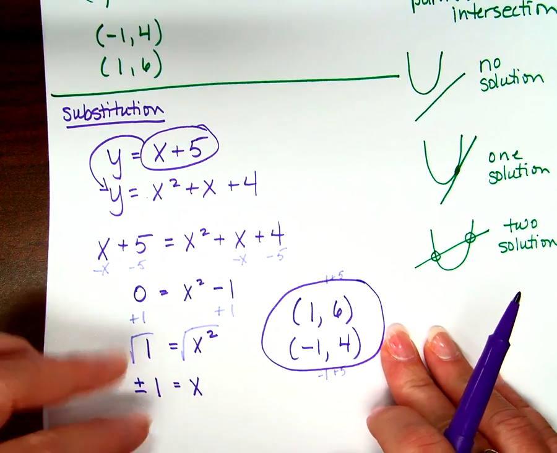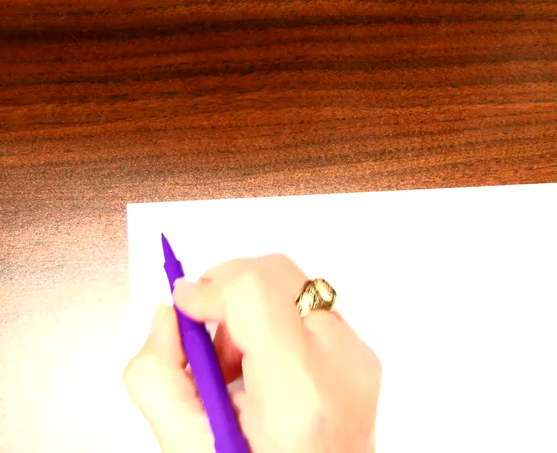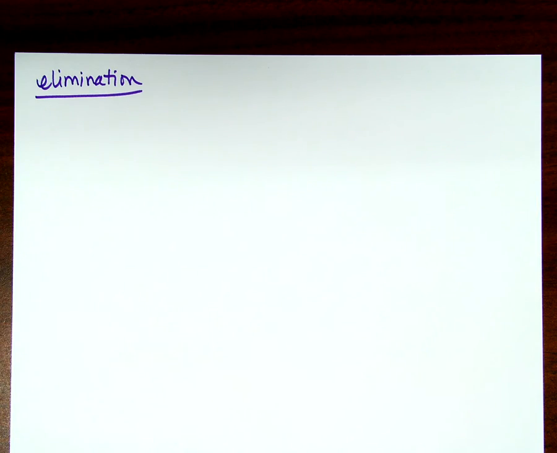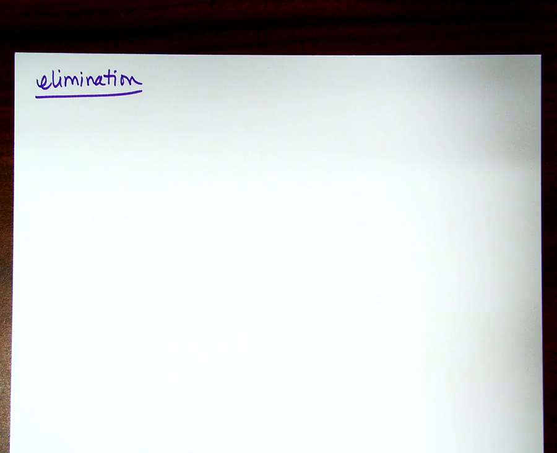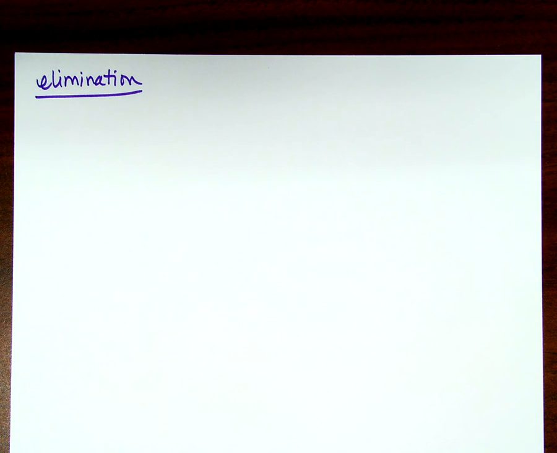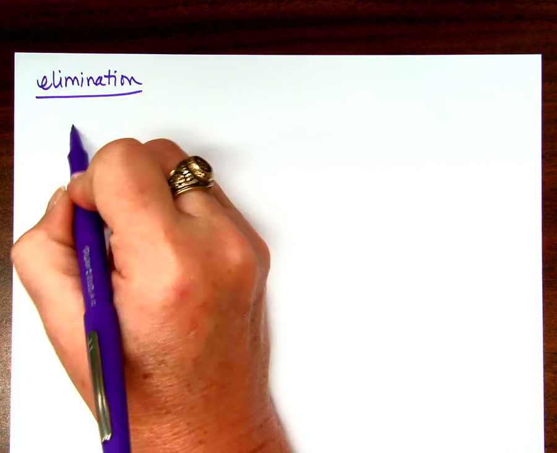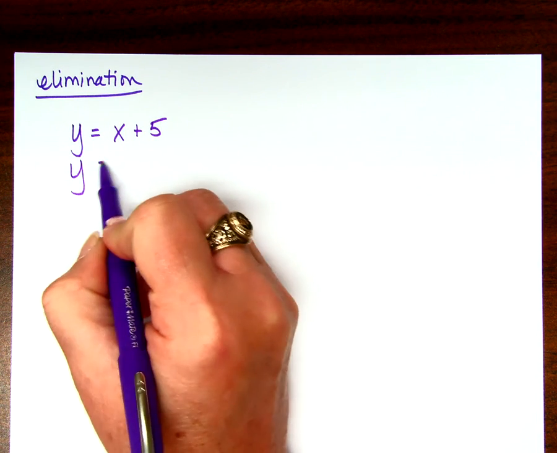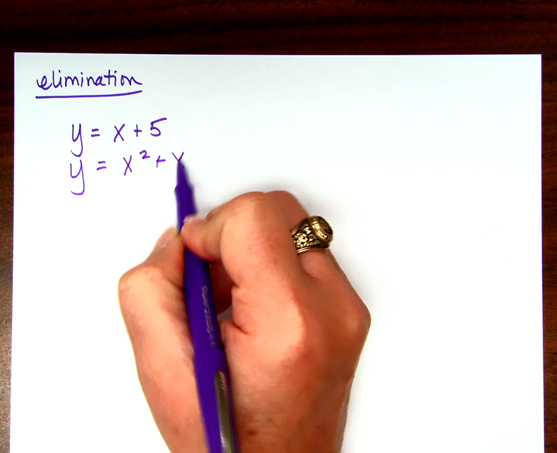So what about if I ask you to do the same exact problem with elimination. You're like, seriously, Kingston, the same problem again? Yes. You have to know all the ways. You might as well just use the same problem, because once again, the answer is not what's important. It's the solving it, right? So we have y equals x plus 5, and we have y equals x squared plus x plus 4.